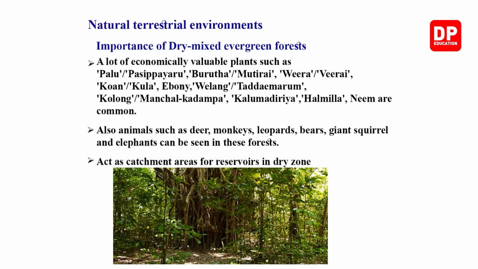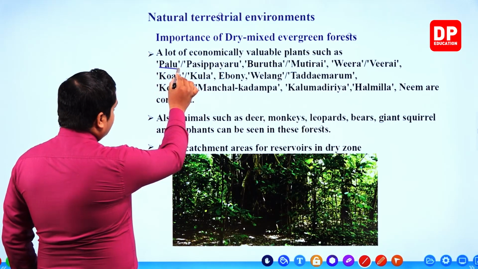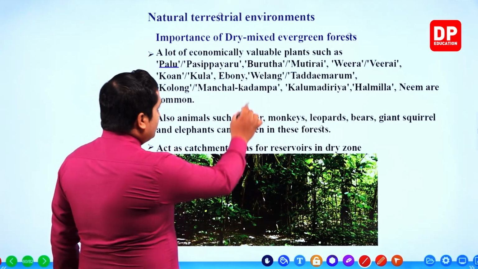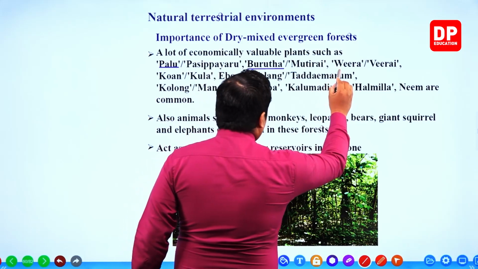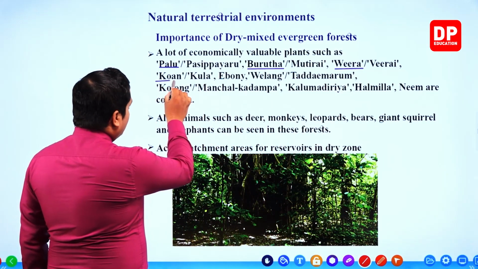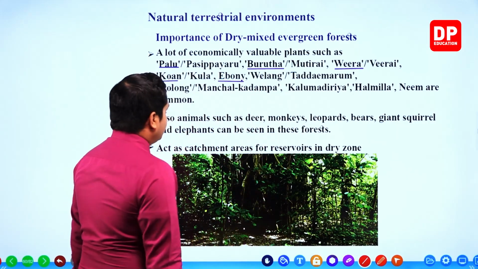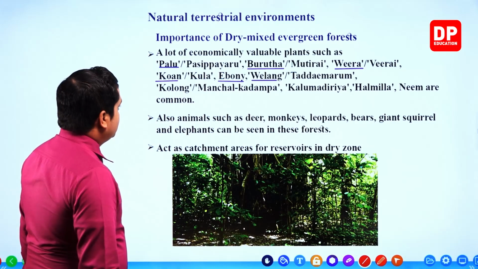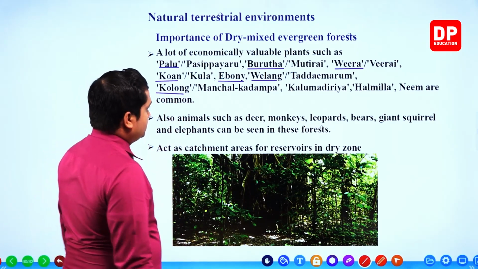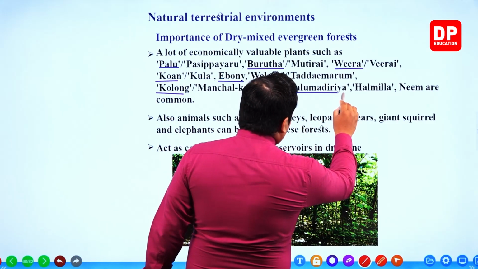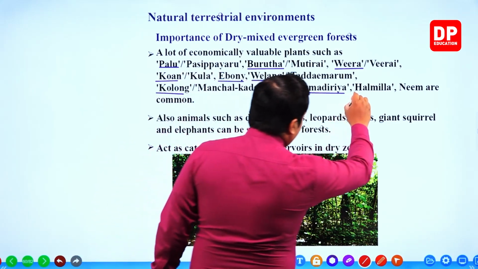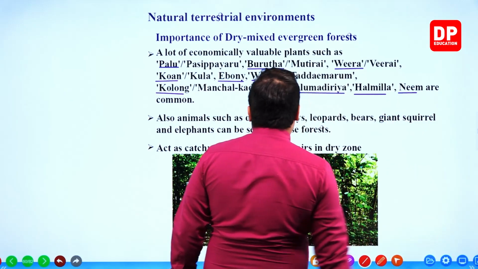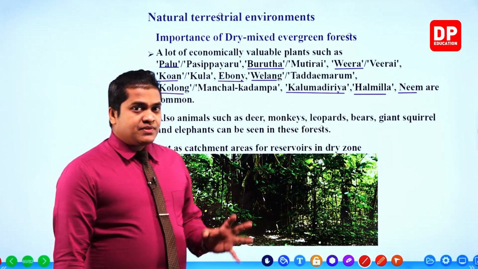So let's see, a lot of economically valuable plants are present here. Let's see what those examples are. Palu, right? Palu. Then my dear children, Buruta, Veera, Kong, Ebony, then Vela, Kalumediriya, Halmilla, and neem.